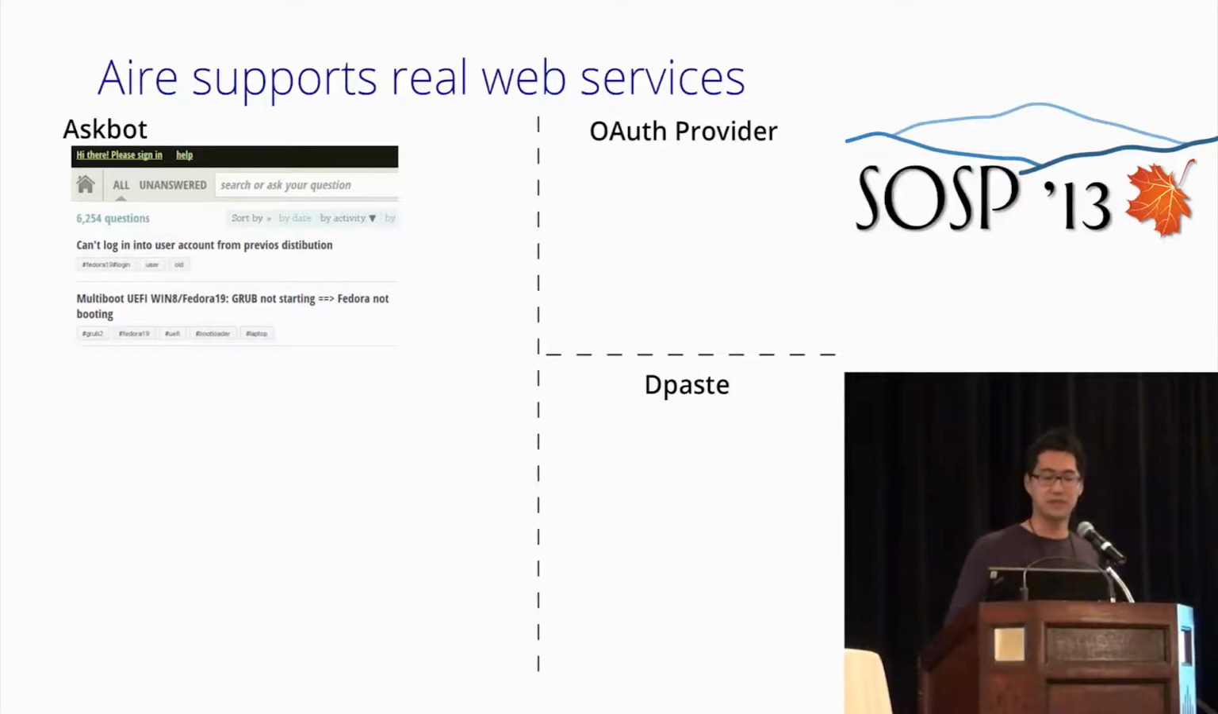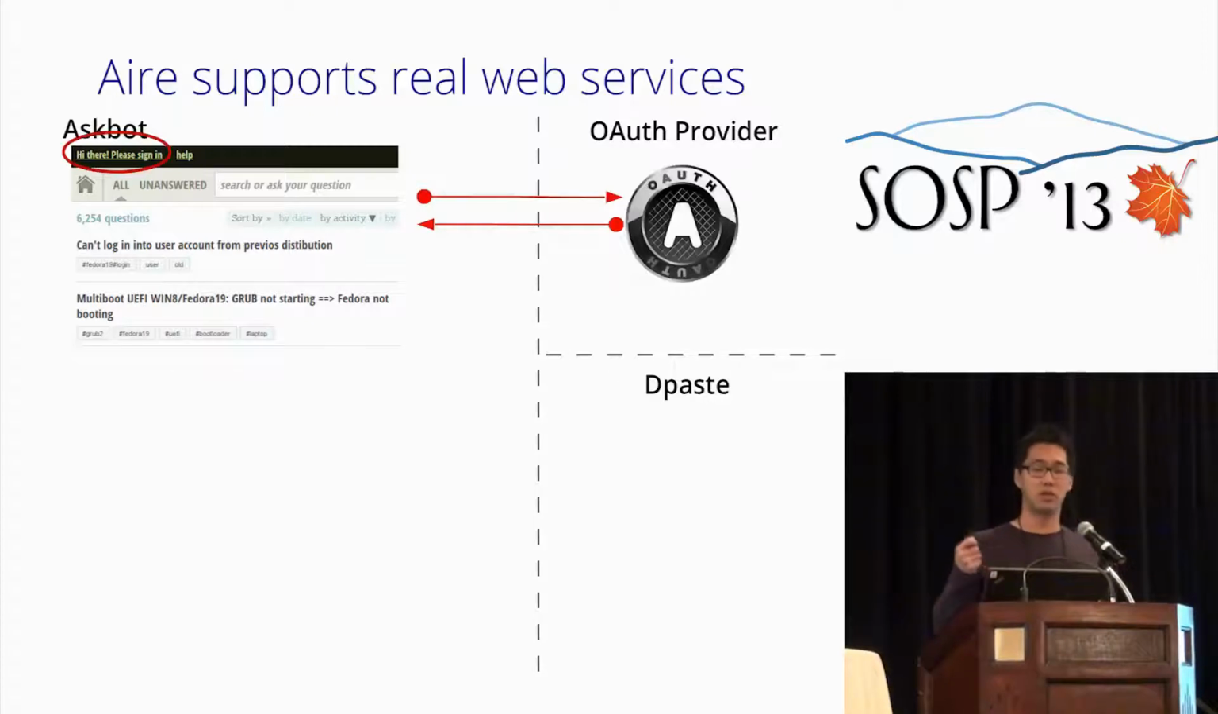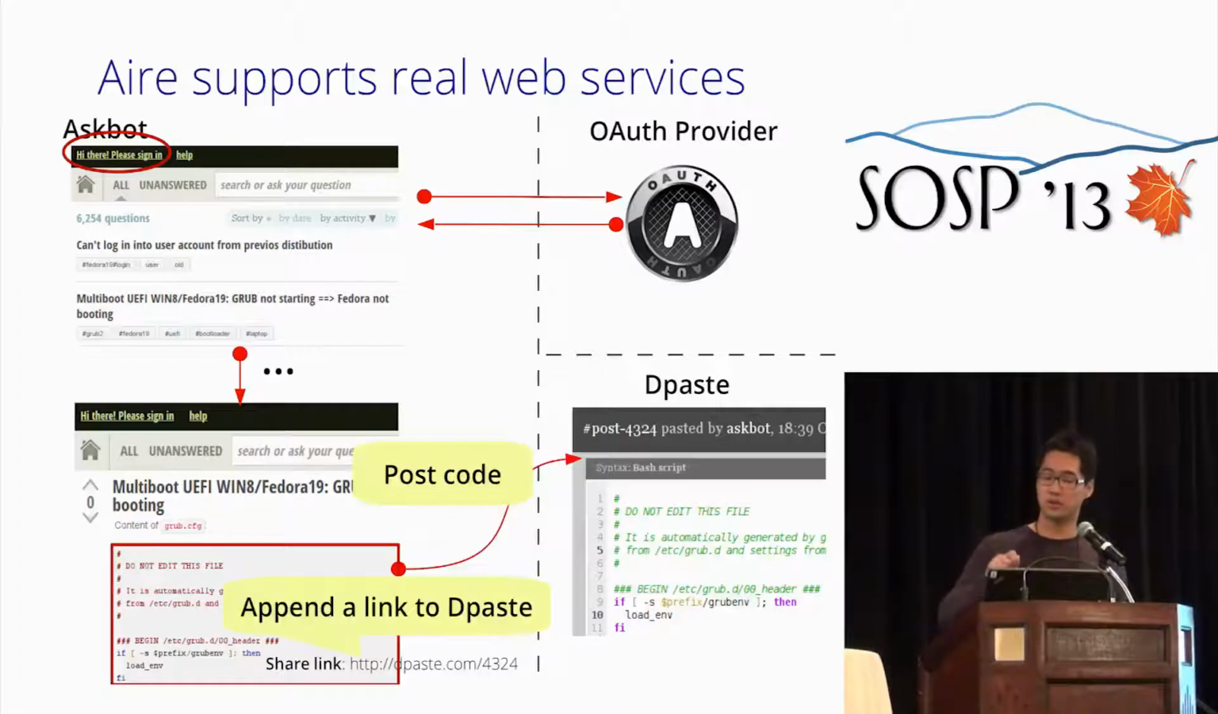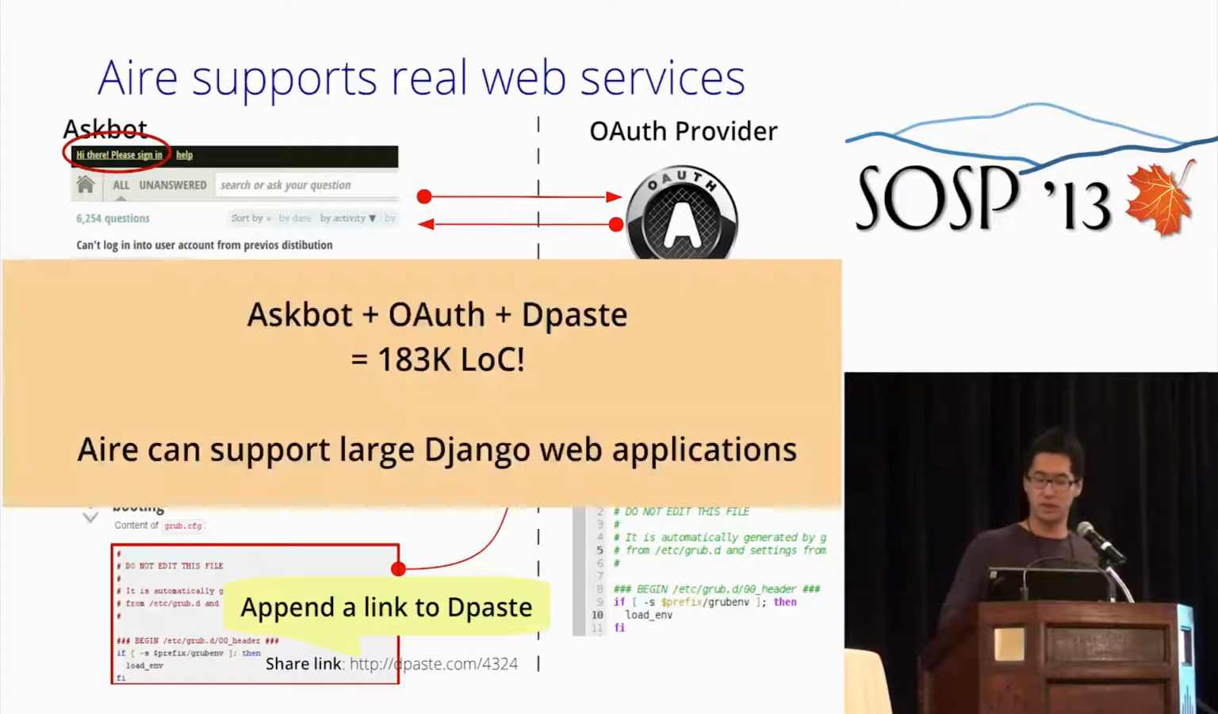When a user requests to sign in to Askbot, it will initiate OAuth authentication between Askbot and the OAuth provider that we implemented. After registration and login, the user can write a posting. If the question contains a code section, Askbot can share the code section with the Dpaste service so that the users in Askbot can easily share their code sections among them. In fact, this is not a toy example. Combining them all, it consists of about 180,000 lines of code. It means that Aire can actually support large Django web applications.